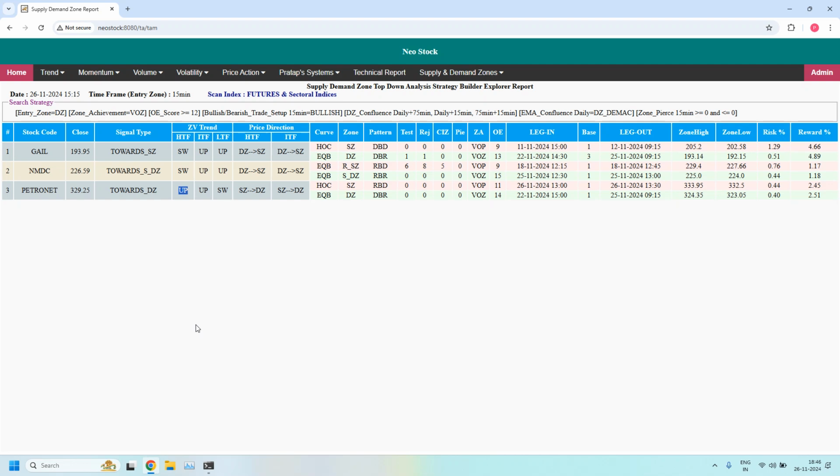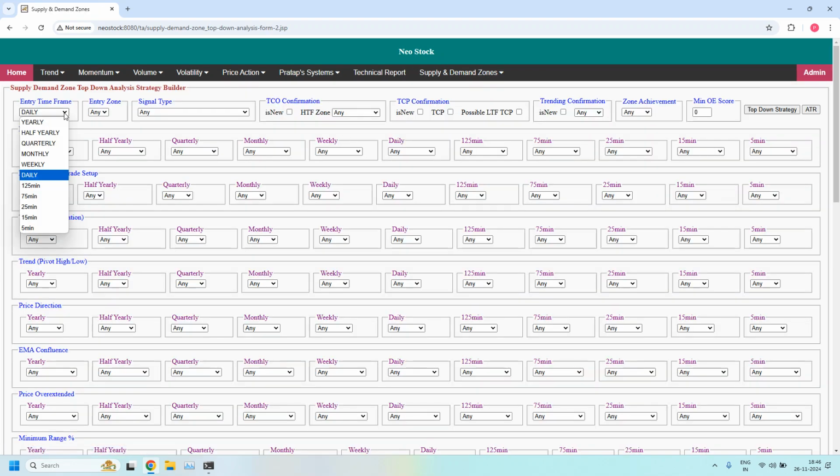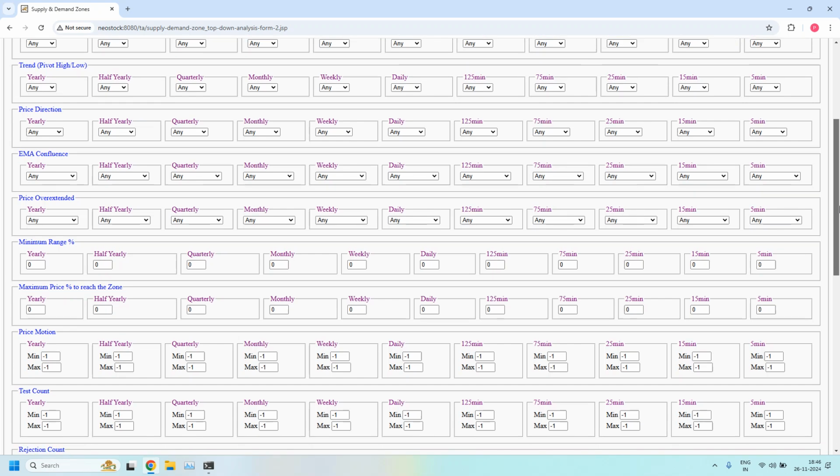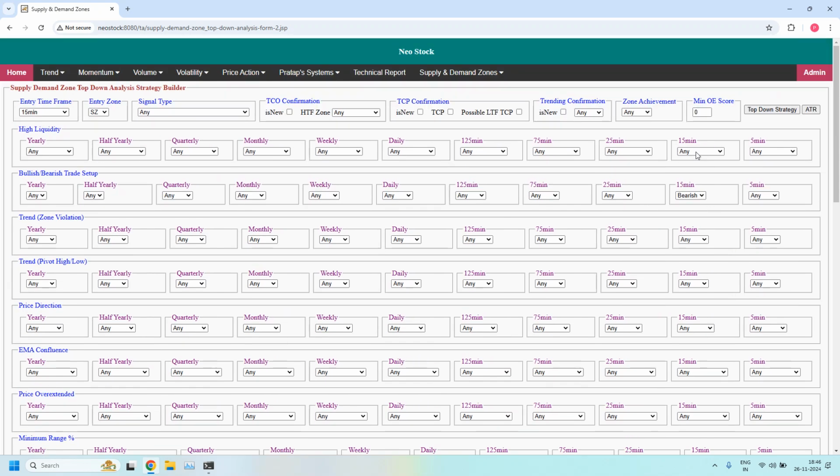Okay, next let us look for bearish trade setup for daily income trade. Entry time frame is 15 minutes. Entry zone is supply zone. In bullish or bearish trade setup at 15 minutes, I am selecting bearish. These 15 minute supply zones should not be pierced. So in the pierced count at 15 minutes time frame, I am setting minimum value 0, maximum value 0, zone achievement, violated opposing zone, minimum odd enhancer score 12. All 3 filters are applied to the 15 minute supply zone.